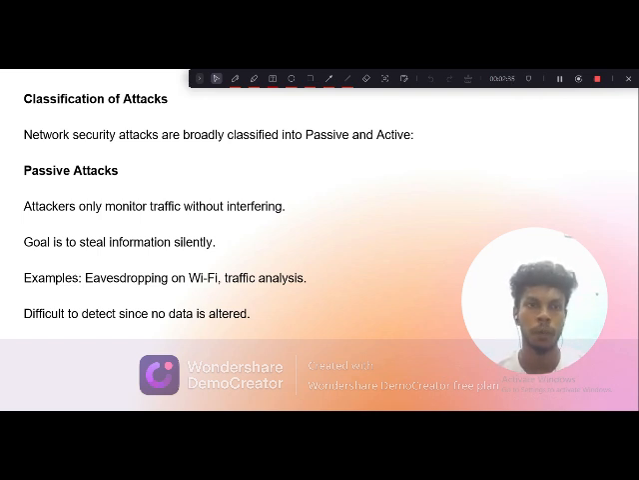First, we are going to dive into passive attacks. The attackers only monitor traffic without interfering. This is called passive attacks, or silent attacks. The attacker only observes, like eavesdropping on Wi-Fi. They are hard to detect. The goal is to steal information silently. For example, eavesdropping on Wi-Fi, traffic analysis, difficult to detect since no data is altered.